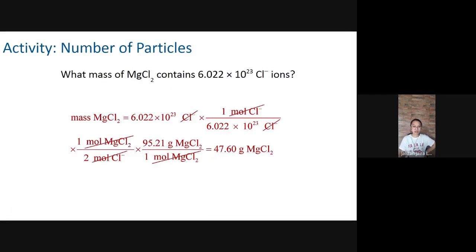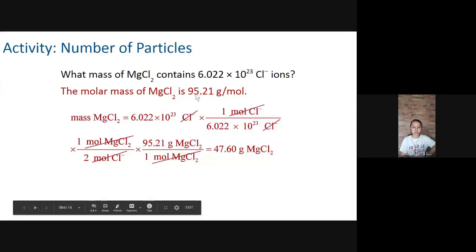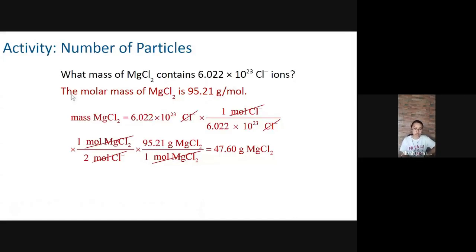What about this one? What is the mass of magnesium chloride that contains 6.022 times 10 to the 23rd chlorine ions? So here we're specifically asking for chlorine ions. Let's remember that the molar mass of MgCl2 is 95.21 grams per mole. So what did we do here? First, we were given 6.022 times 10 to the 23rd chlorine ions. So that's our given first. You always write down the given first when you try to solve for what you're actually trying to look for.